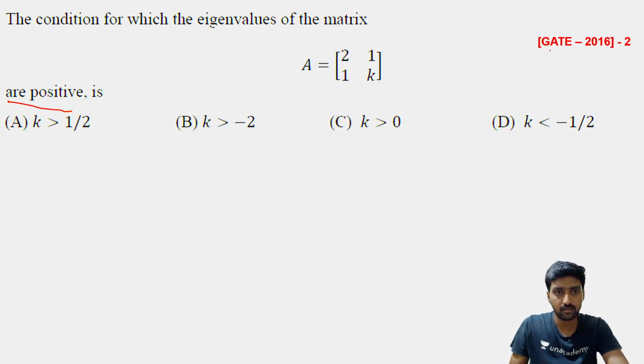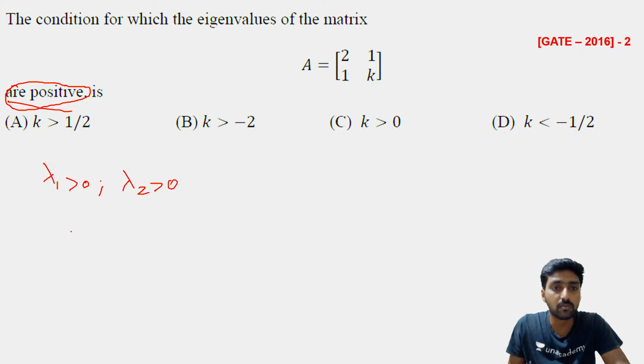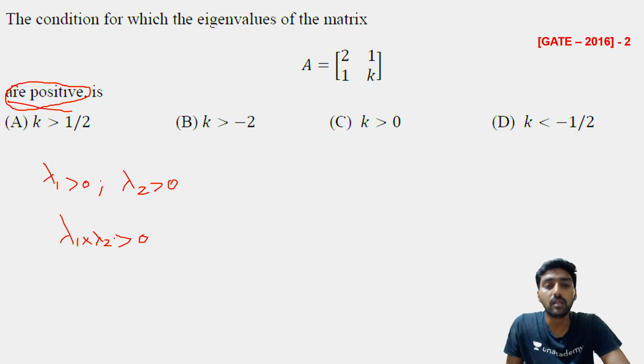Yes, you try this problem and give your solution in the chat box. I am giving that the eigenvalues are positive. Both eigenvalues are positive, which means lambda 1 is greater than 0 and lambda 2 is also greater than 0. The product must then be greater than 0. If the two eigenvalues are positive, then the product must be greater than 0.